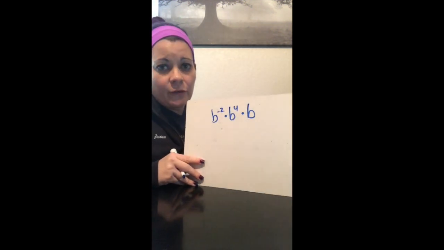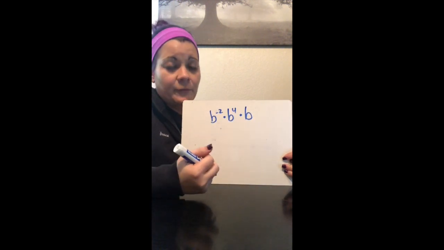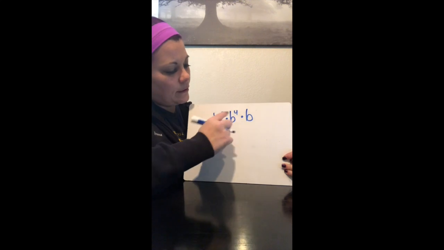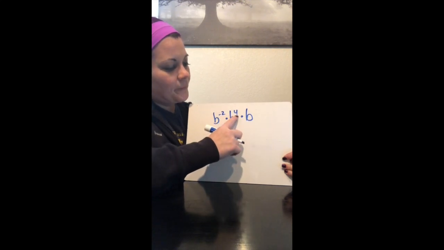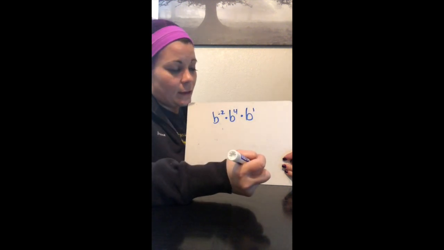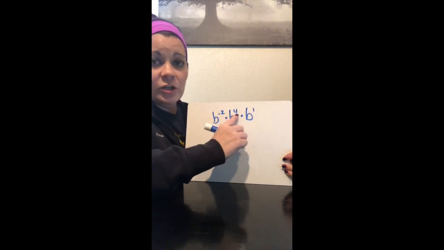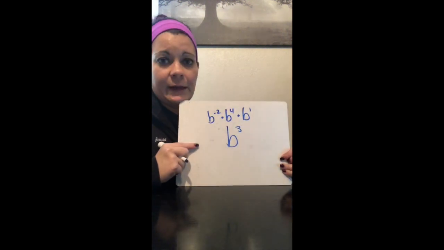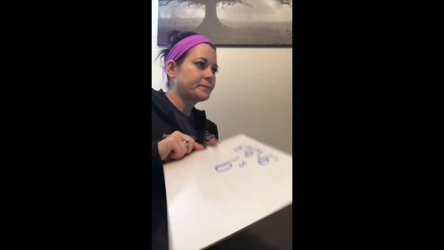For another example, if we have b to the negative 2 times b to the 4th times b, so they all are b, so they all have the same base, and we'll multiply them. So we do the exponent property of adding the exponents. So you say negative 2 plus 4, which is 2, and then this exponent is 1, so it's understood as 1. So negative 2 plus 4 is 2, and then 2 plus 1 is 3. So the simplified answer would be b to the 3rd.